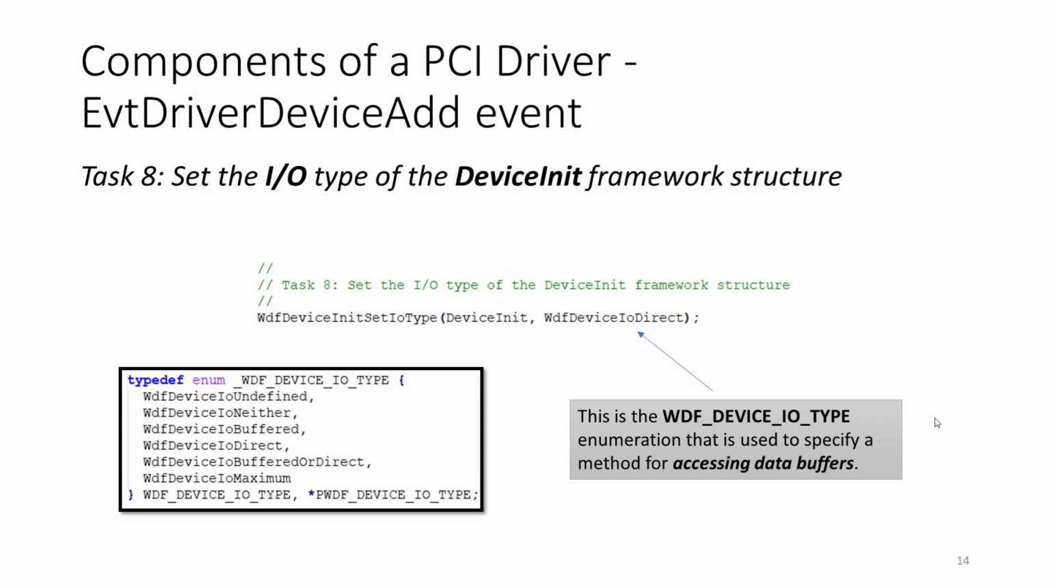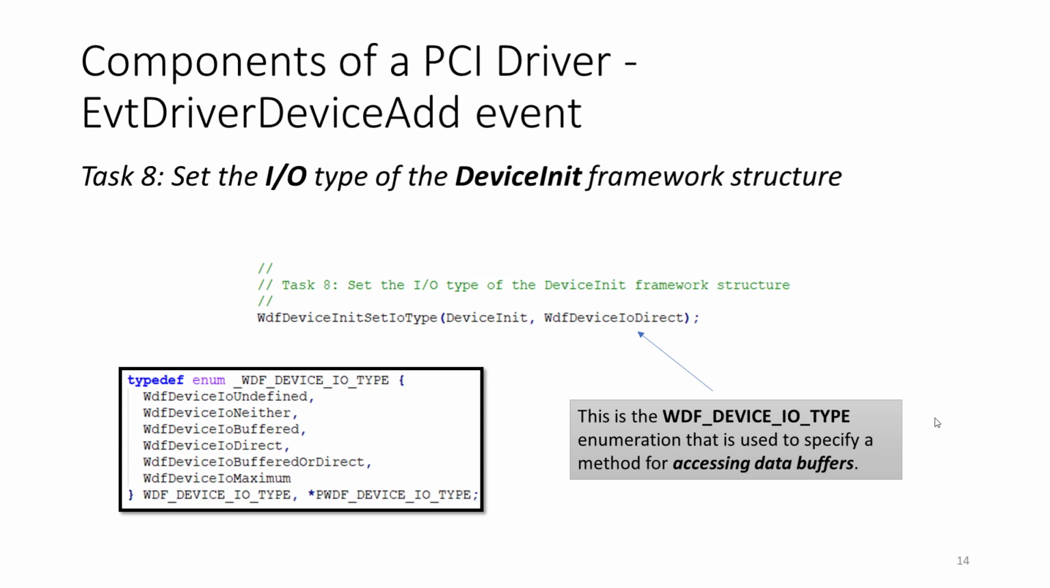Task number 8, set the I/O type of the DeviceInit framework structure. To set the I/O type, we need to use the WdfDeviceInitSetIoType method. The method in question sets the method or preference for how a driver will access the data buffers that are included in read and write requests for a specified device.